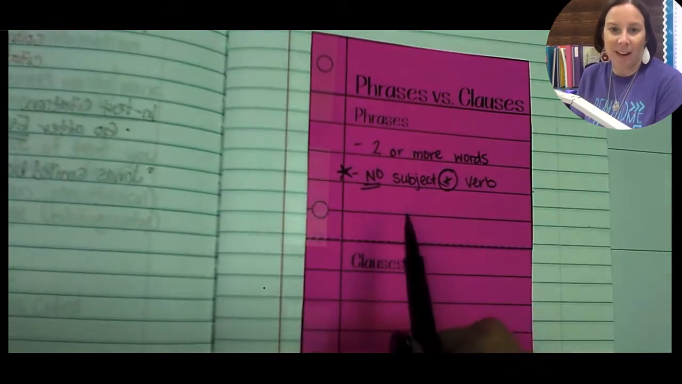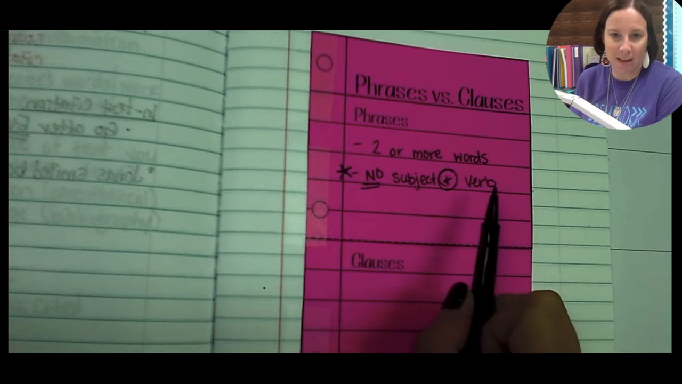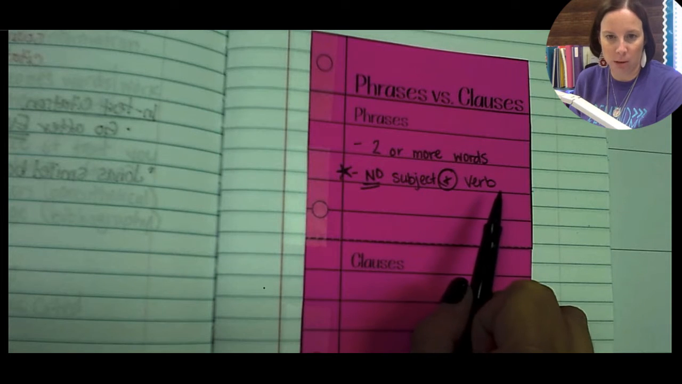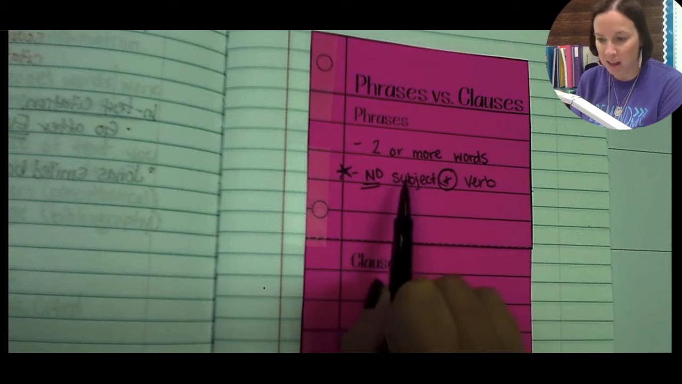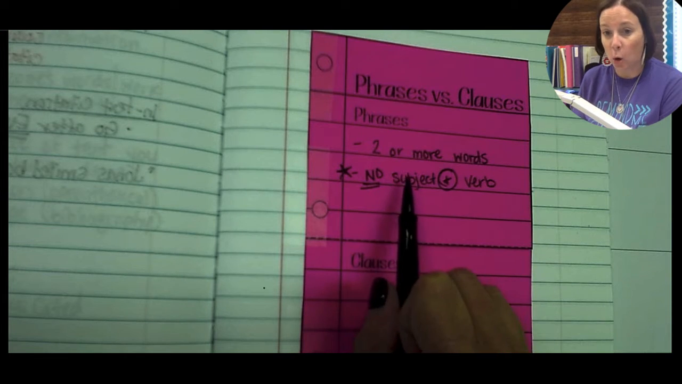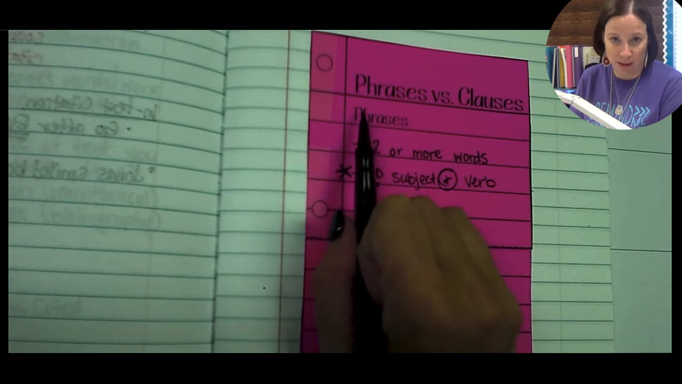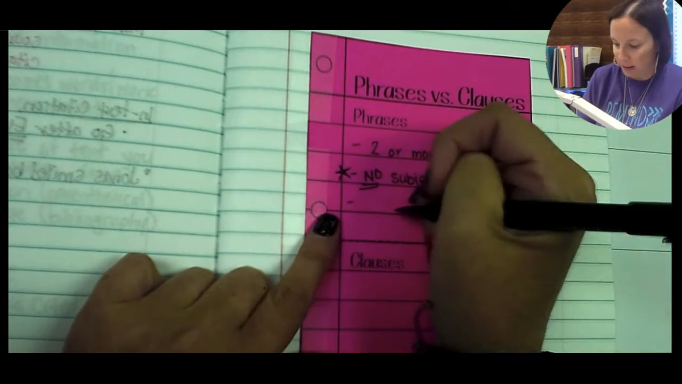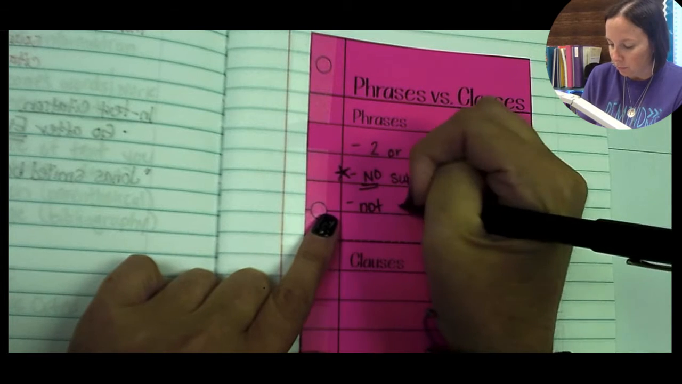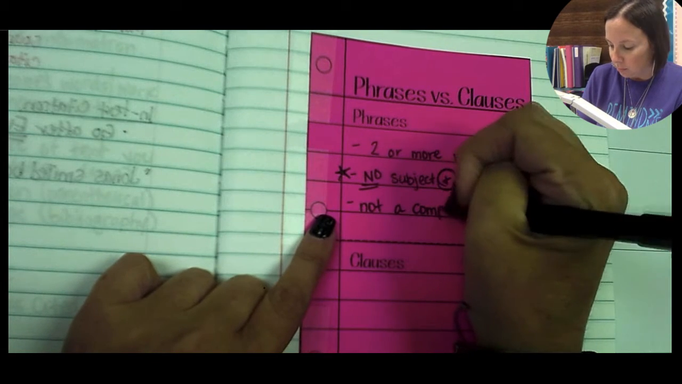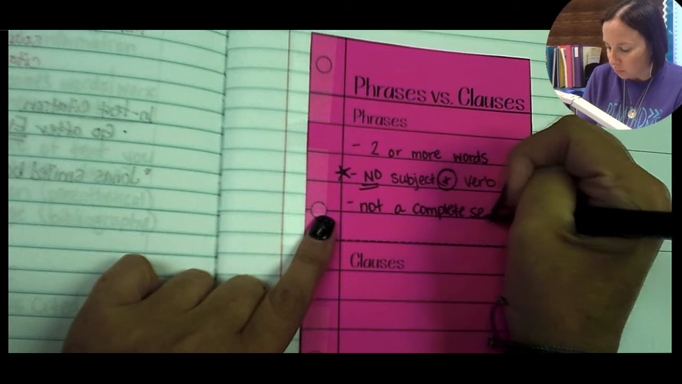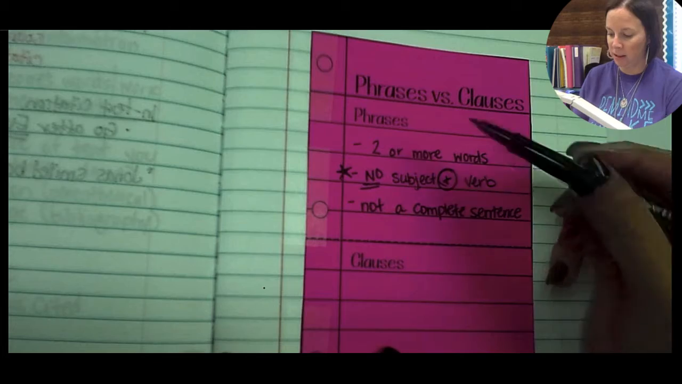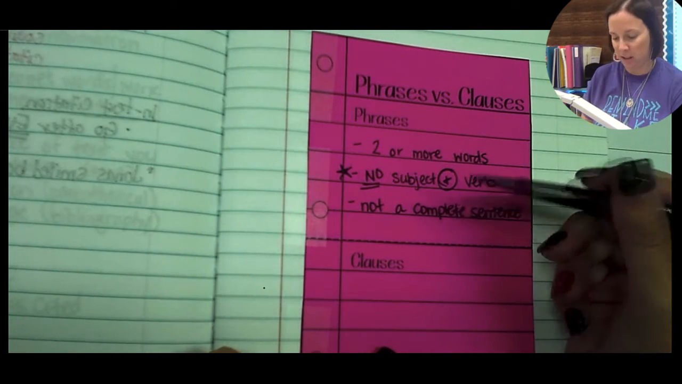So here's the deal. A phrase might have a subject but no verb, or a verb and not a subject. But a phrase will never at any time have both a subject and a verb. Okay, so that's one of the main ways. If it's missing a subject or if it's missing a verb, then it has to be a phrase. Okay, and the last thing for a phrase is not a complete sentence. Okay. So those are the 3 things that you are looking for when you're looking at phrases.